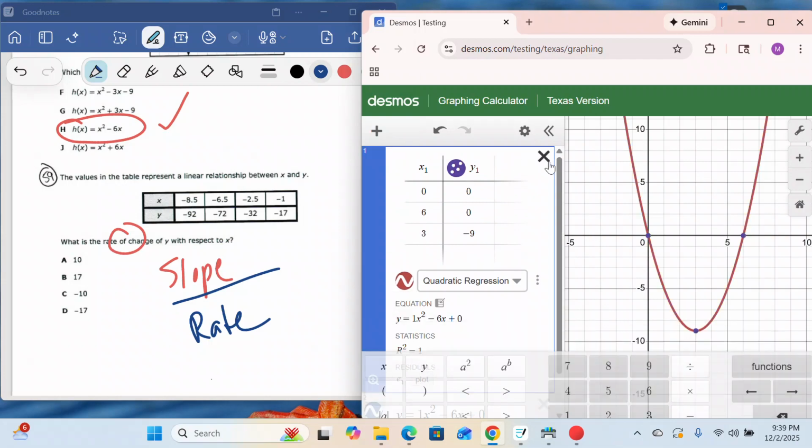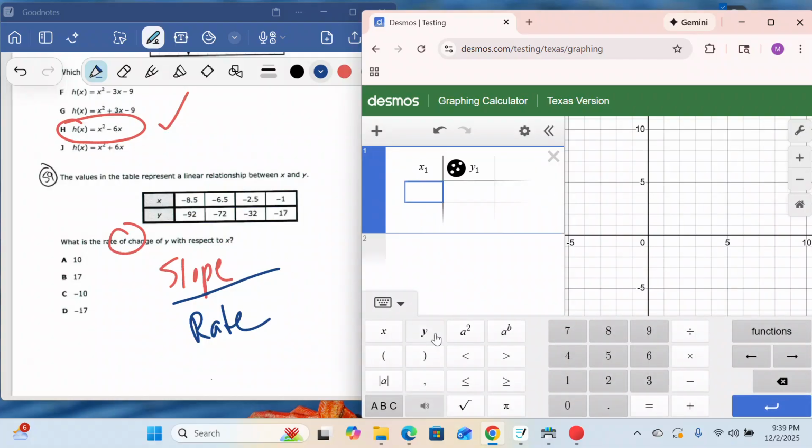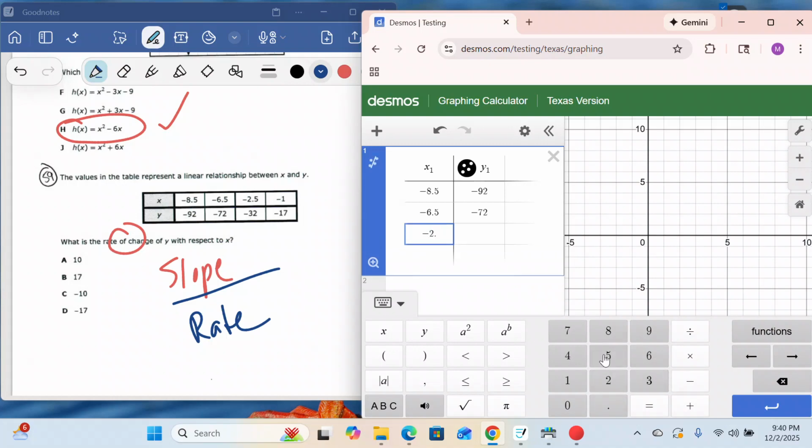So I'm going to go ahead and delete this, and do a table format, and input the x's as -8.5, comma -92, and -6.5, comma -72, -2.5, -32, and -1, -17.